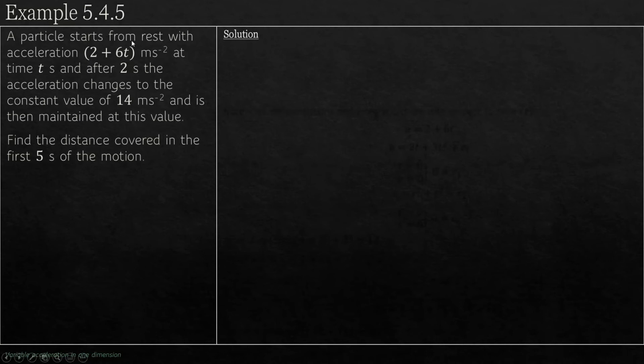A particle starts from rest with acceleration 2 plus 6t meters per second per second. That's its acceleration at time t, and after 2 seconds the acceleration changes to the constant value of 14 and is then maintained at this value. Find the distance covered in the first 5 seconds of the motion.